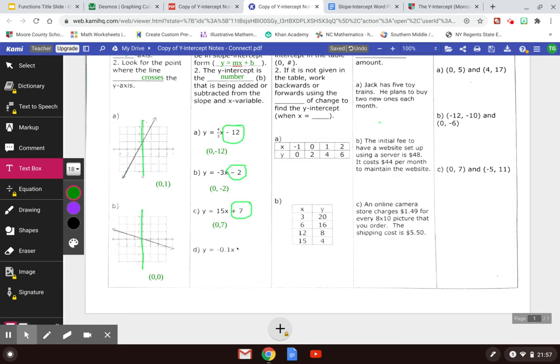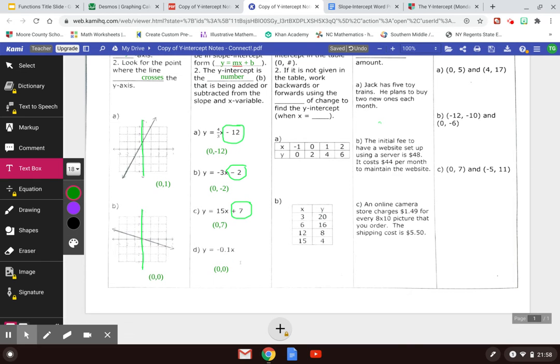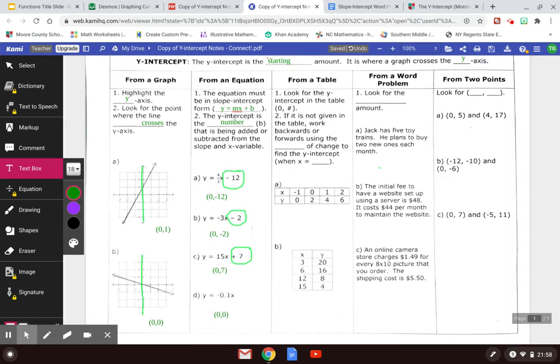And then, of course, you've got y equals a negative 0.1x. Now, when you see something like this where there is not a y-intercept in plus or minus form, that means it is your origin 0, 0. Okay, so for this particular D, 0, 0 is going to be the point where that line crosses your y-axis.